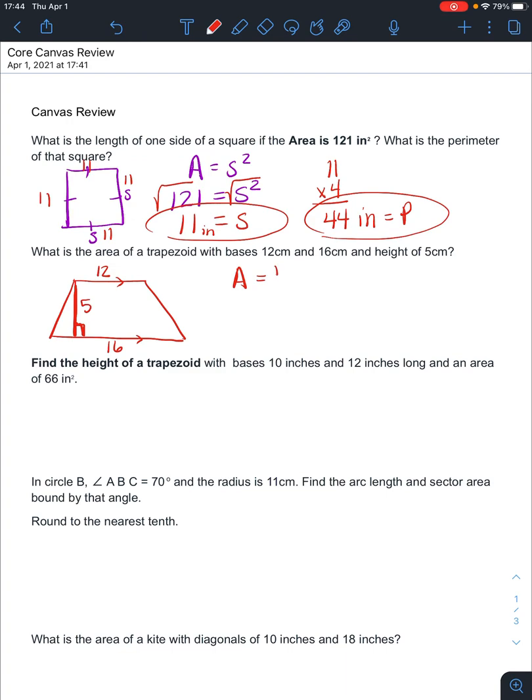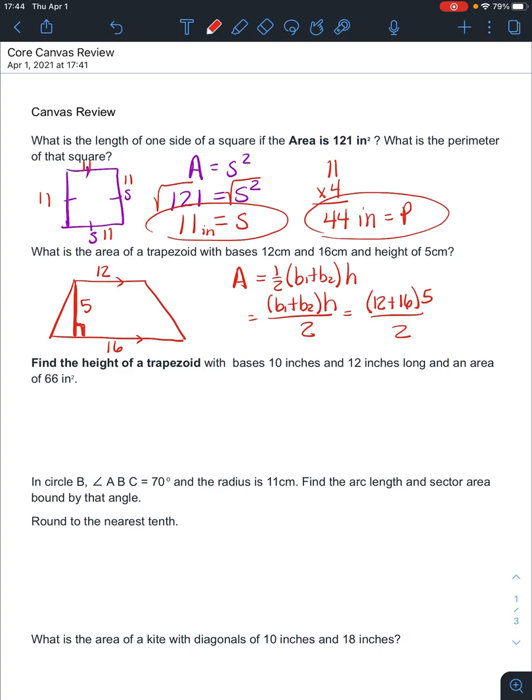Well, if you go to your formula chart, you'll see that the area of a trapezoid is half of base 1 plus base 2 times the height, or if you prefer, you can do base 1 plus base 2 times the height all over 2. Okay, so we know our base 1 is 12 and our base 2 is 16. Doesn't matter which one you use where. Times 5 divided by 2.